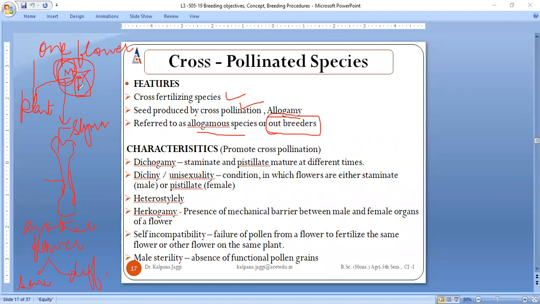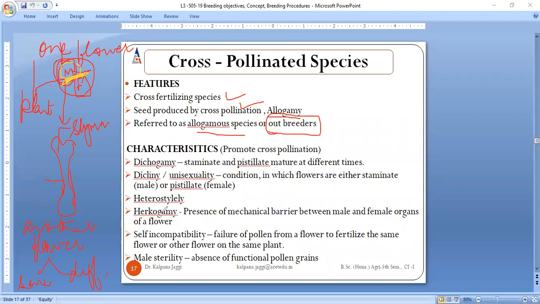Sometimes they are maturing at the same time, but there is a certain barrier between the two that does not allow the male and female parts to fertilize together. The next reason can be that pollen grains do not have the ability to fertilize the same flower present on the same plant. And even if they are capable of fertilizing, there may be an absence of functional pollen grains. The functional pollen grains are no more present.